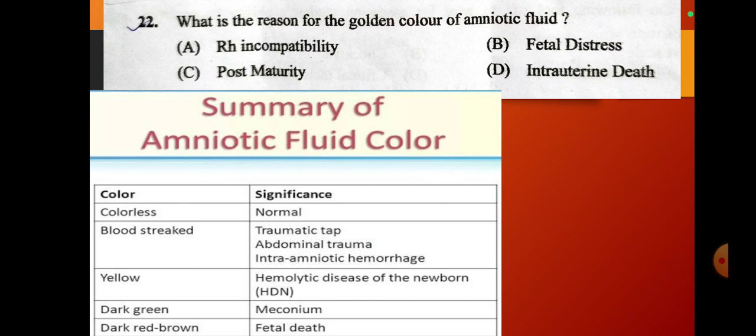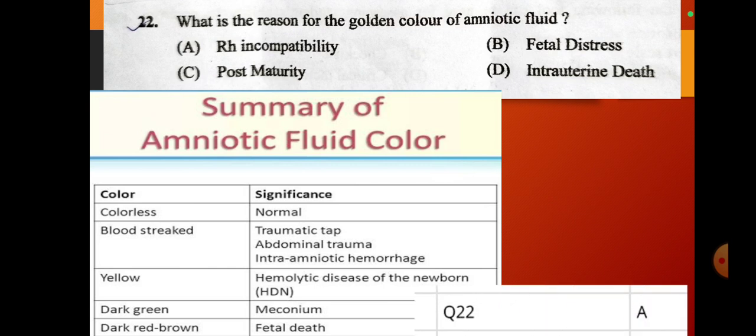If the amniotic fluid's color is dark green, there is meconium in the amniotic fluid. If the color is dark red-brown, fetal death may occur. So option A is the answer. What is the reason for the golden color of the amniotic fluid? Rh incompatibility. The answer is Rh incompatibility.